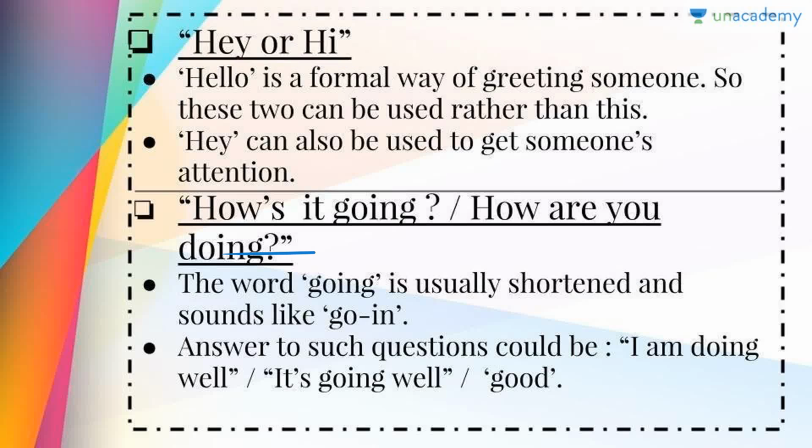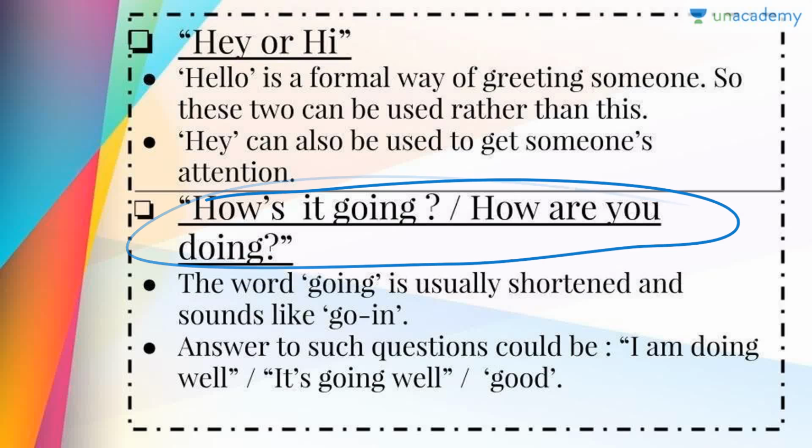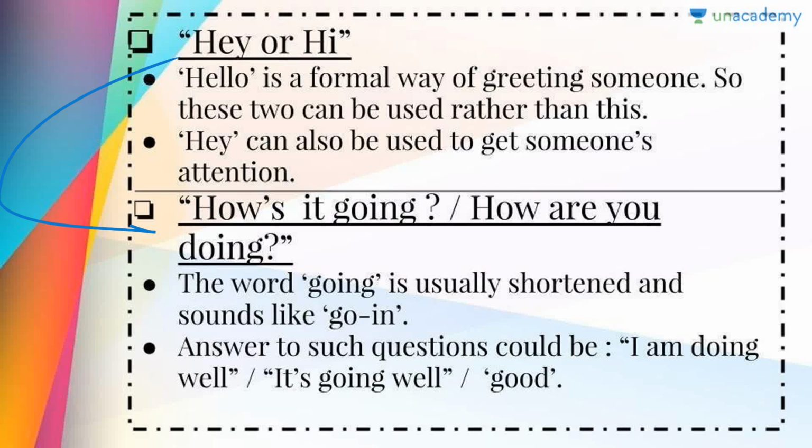Next is how is it going? How are you doing? These are the words which you can just say after hey and hi. Hi, how are you doing? Hi, how is it going? Both these words are more pronounced like doing and going, which means that the G becomes silent. So it is more pronounced like goin'. How is it going and how are you doing, right?